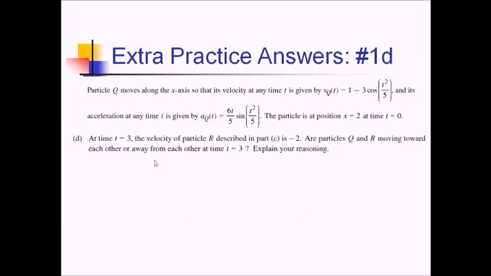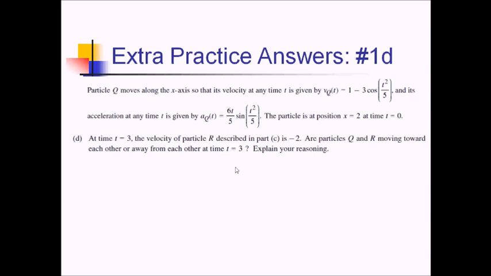For this problem, at time 3, they said the velocity of particle r is negative 2. They want to know if particles q and r are moving toward or away from each other at time 3 and to explain our reasoning. All right, so we know some information about particle r. We've got its velocity at time 3, which is negative 2. And they also told us in part C that it had a position of 8 at time 3. But how about the q particle? We found the position of q at time 3 in part B, but how about the velocity at time 3? So that's the only piece of information we're missing: the velocity of q at time 3.